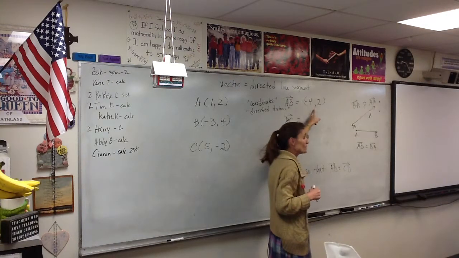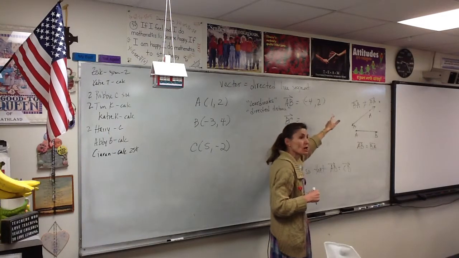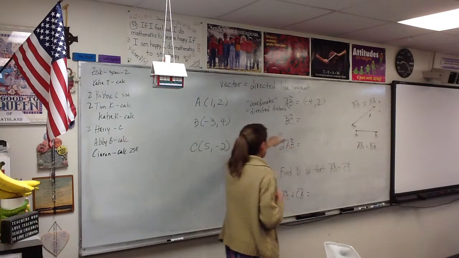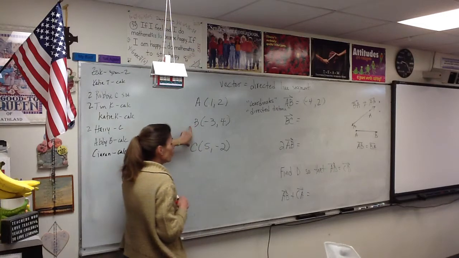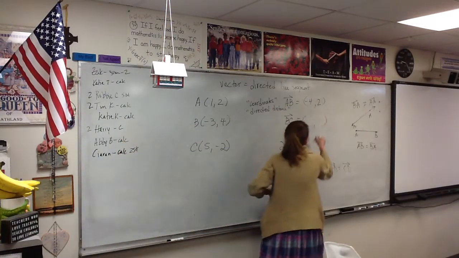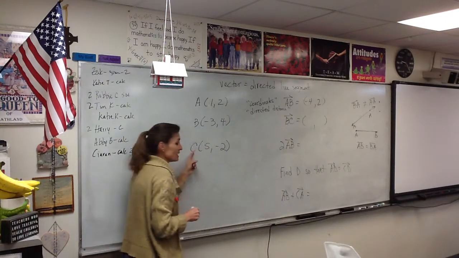The vector coordinates here are very similar to slope, aren't they? They tell us how this line's moving. All right, let's do BC. What are the coordinates of BC? That's the vector that starts at B and ends at C.